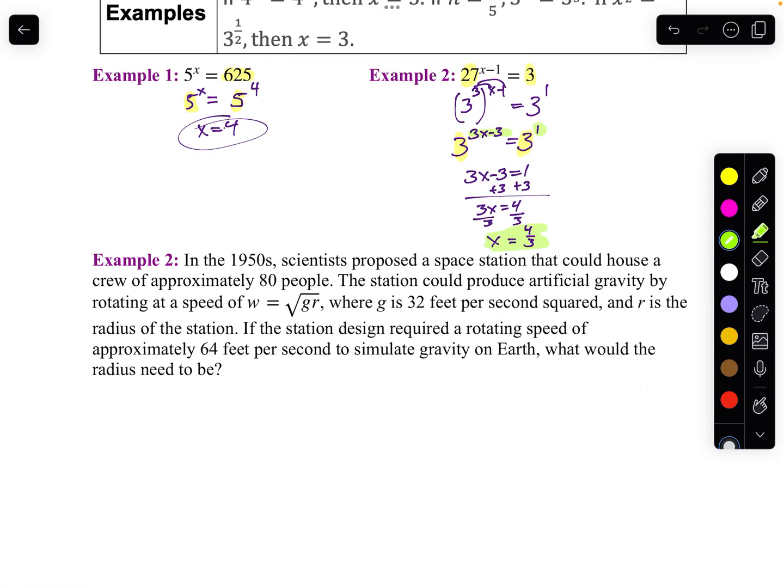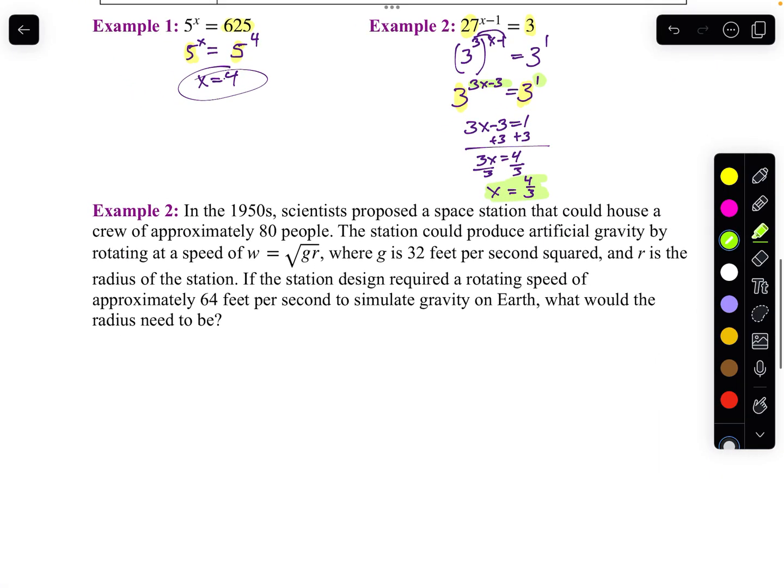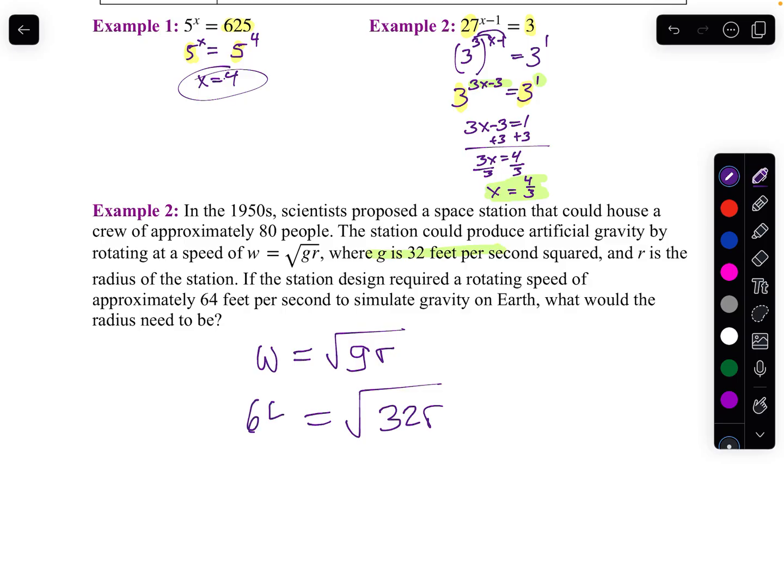So what we're going to do is solve this equation and find what the radius of that space station would be. So W equals the square root of GR. G, I know from my problem, is 32 feet per second. So I'm going to rewrite that as the square root of 32R because I'm looking for the radius. I want the speed to be 64 feet per second to simulate the gravity on Earth.